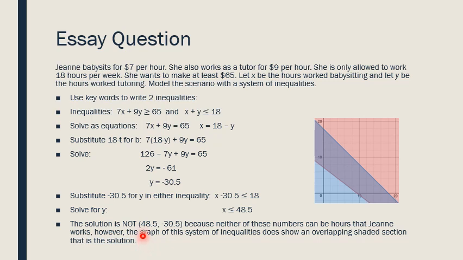However, this can't be possible, because if she works 48.5 hours babysitting, number one, that's more than 18 hours all by itself. And she can't possibly work negative 30 hours at her tutoring job. Neither of these numbers can be hours that she works. However, the graph of this system of inequalities does show an overlapping shaded section that is the solution. So if this were some other type of situation with these same equations, it would have a solution, but it certainly doesn't make sense in this situation.